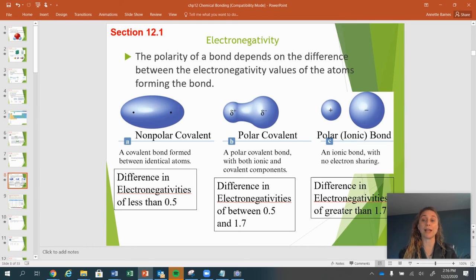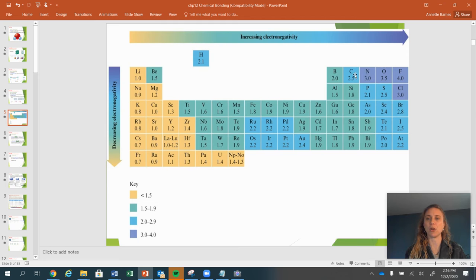Polar covalent is where you're going to have an electronegativity difference between 0.5 and 1.7. All right, so close to that. So I guess maybe carbon and nitrogen, those are pretty close to being a polar covalent compound. Okay, I'll buy that. But maybe hydrogen and carbon, that's a 0.4 electronegativity difference.